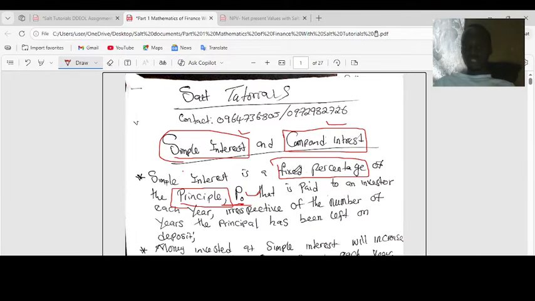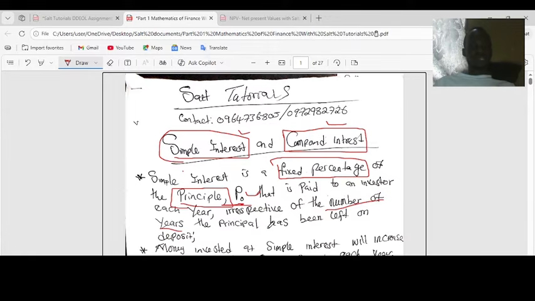So a simple interest is a fixed percentage of the principal that is paid to an investor. Who is an investor? Me, who is investing money. I have 500 kwacha, that is my principal. I invest it in a certain company, and it will accumulate interest. This interest is a fixed percentage paid to an investor each year, irrespective of the number of years. I don't know how many years I will keep the money in the bank, but a fixed percentage of the principal is added every year to my principal.